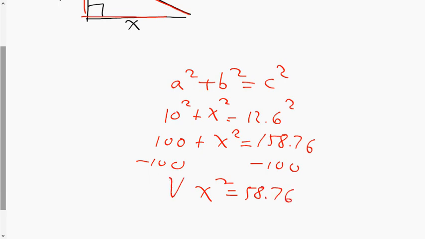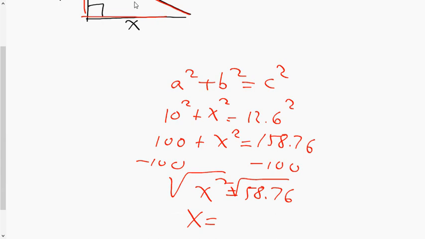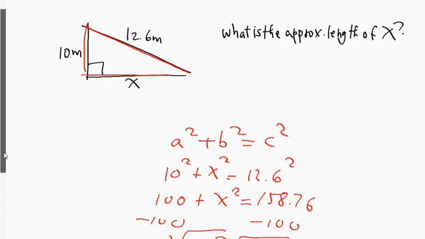And if we square root both sides, the square root of x squared is x, and the square root of 58.76, let's take away 100 from this. The square root of that is roughly 7.7 meters, which is your answer. So if they had 7.7 or 7.6 or 7.66, give them a point. If they had anything else, they do not get a check mark for it.